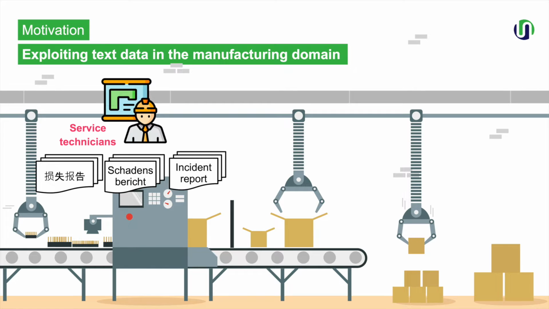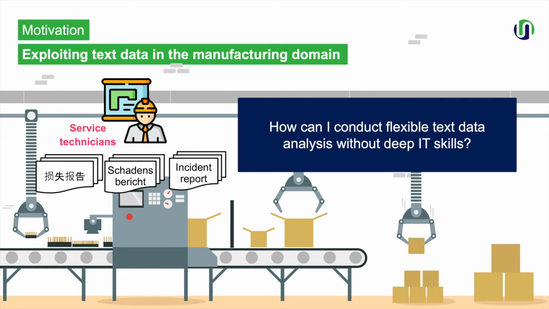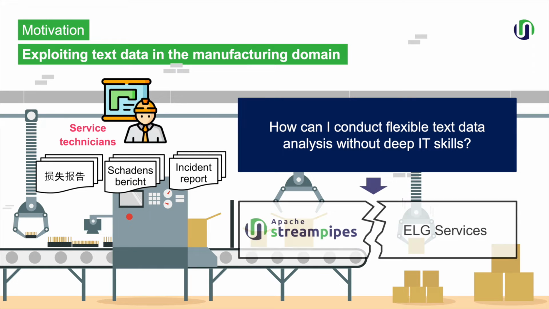So the arising question is, how to conduct flexible text data analysis, particularly in cases where necessary language or deep IT skills are not present in the respective company? The answer: by using available open-source technology focused on non-technical users such as Apache StreamPipes in combination with language technology algorithms provided by accessible services on the European Language Grid platform.